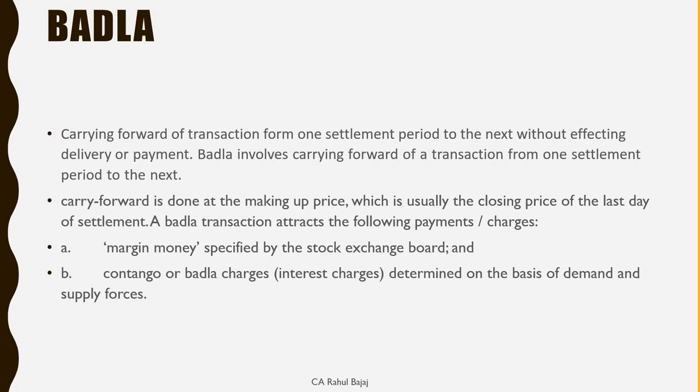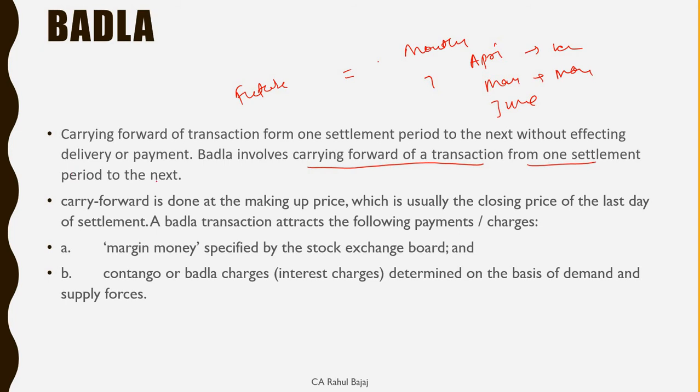So next important concept is Badla. What is Badla? In futures or options, you say that you don't want to settle your transaction, you have to carry it forward to next period, next settlement. So monthly expiry, you try to deal in next month. So monthly April, May, June. In April you say you don't want to settle your position, you want to settle it in May. So that becomes Badla. You carry forward your transaction from one settlement period to next settlement period.